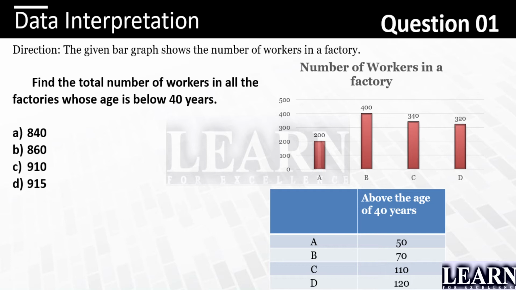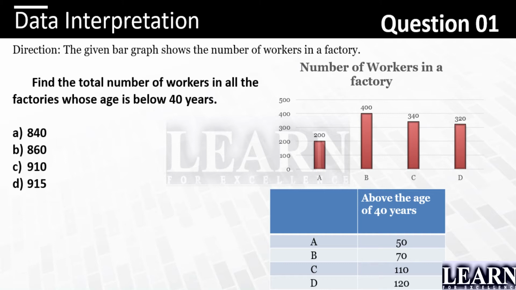Let's have a look at the question. The given bar graph shows the number of workers in a factory. Find the total number of workers in all the factories whose age is below 40 years. They have given the number of workers above the age of 40 years, with values for each factory.